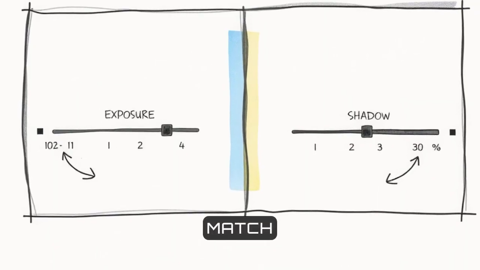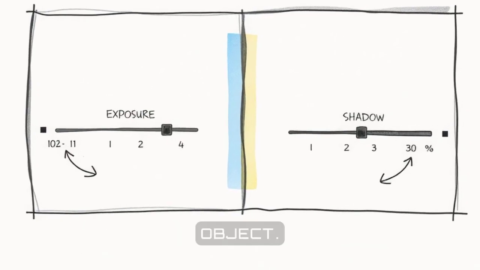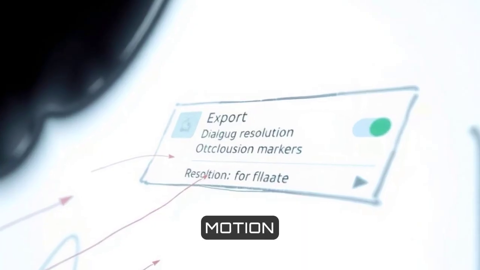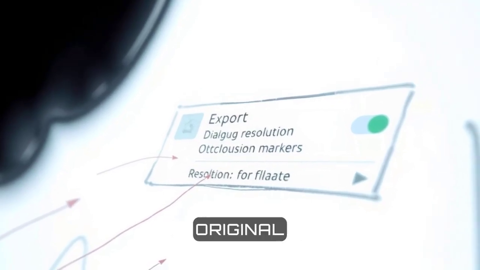Quick tips: match exposure, tweak color temperature, and add a subtle shadow to ground the object. Preview with motion blur, check occlusion frames, then render at full resolution and original frame rate.